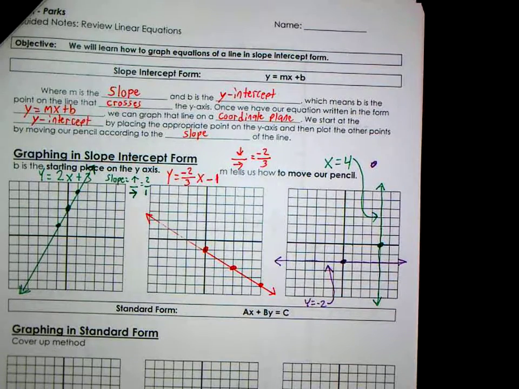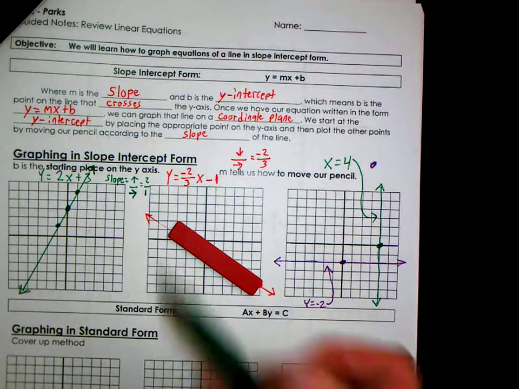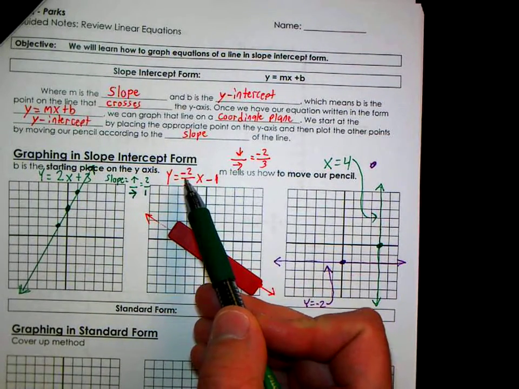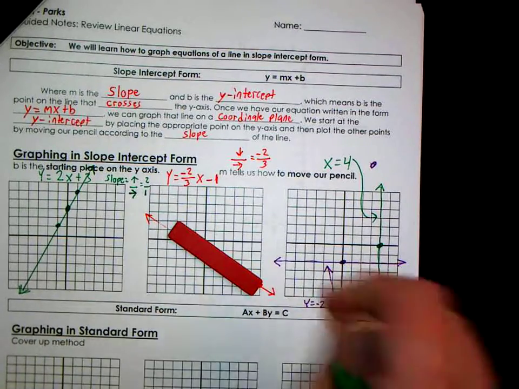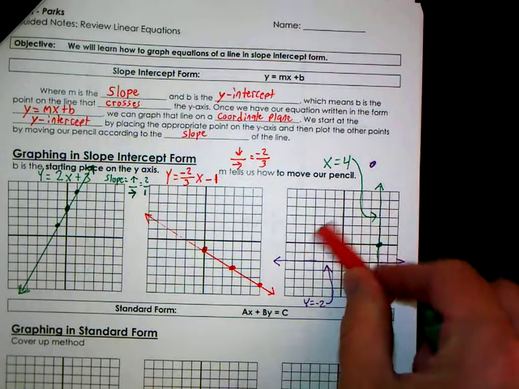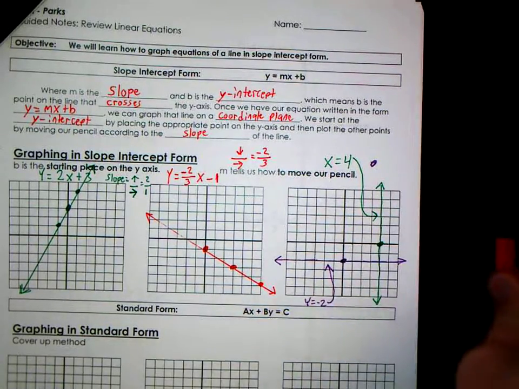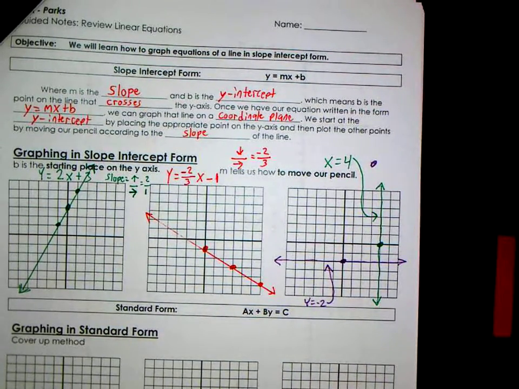So that is slope-intercept form. We have our positive slope. We have our nice negative slope. We have our 0 slope. Those are always y equals. And we have our undefined slope. Those are always x equals. Those are the possibilities. Okay?